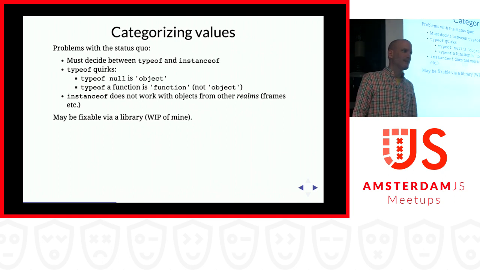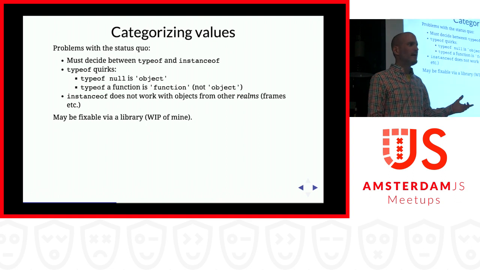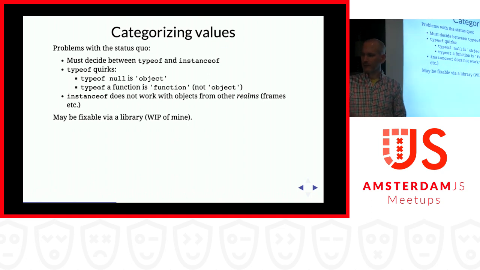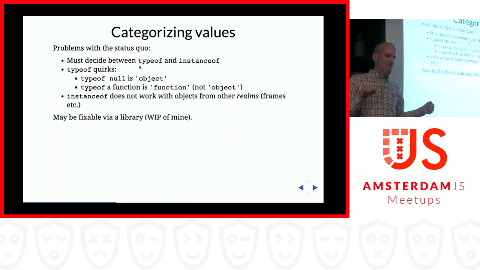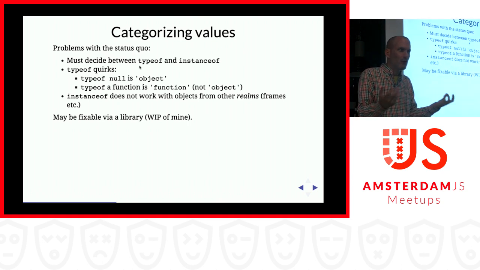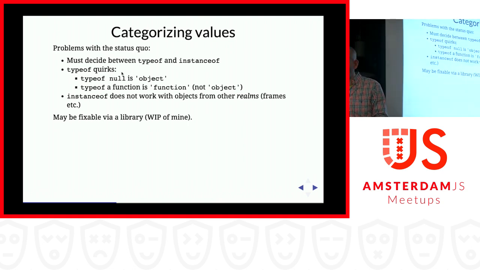And categorizing values is another topic where JavaScript is not as convenient as it could be, and there are several reasons for that. First, if you have a value and want to categorize it, you have to decide between typeof and instanceof, which is unfortunate because otherwise the difference between primitive values and objects is something you can forget, and you don't normally need to care about it. But here you need to. And then each of the two has its own particular set of quirks.